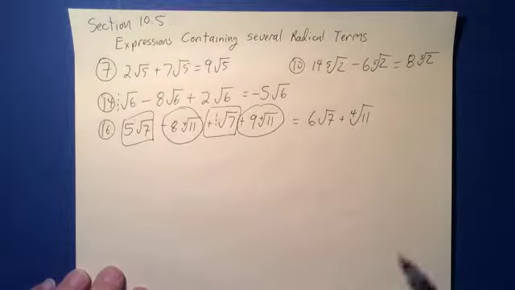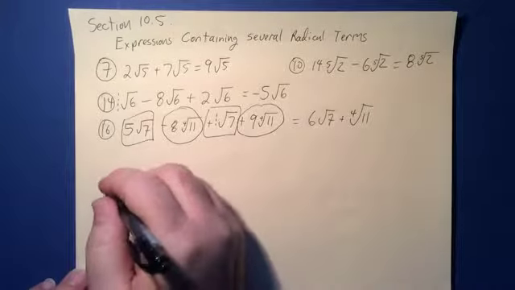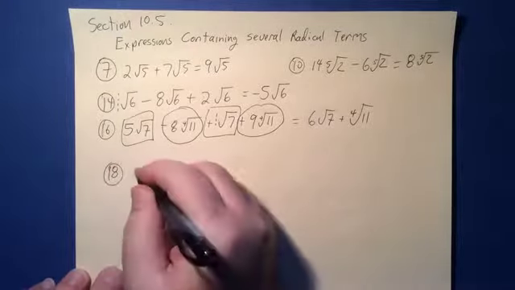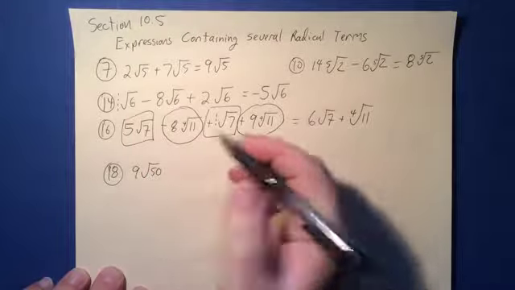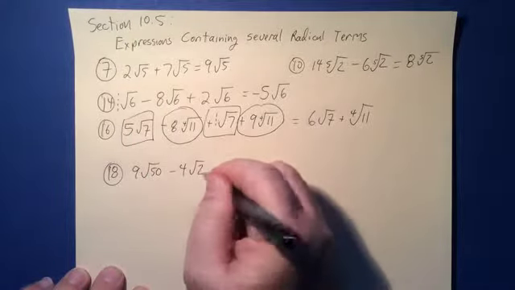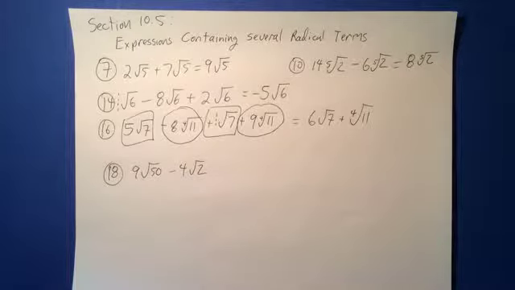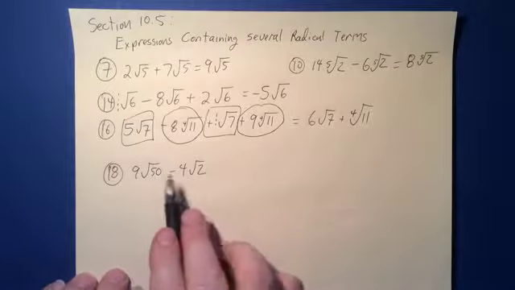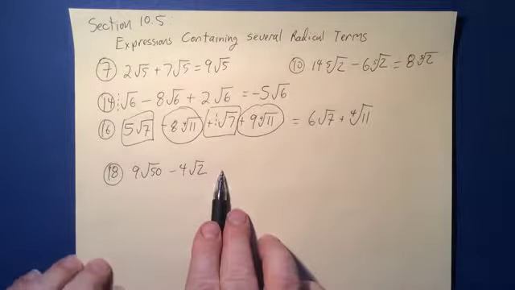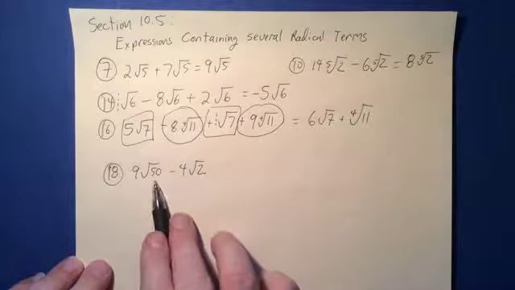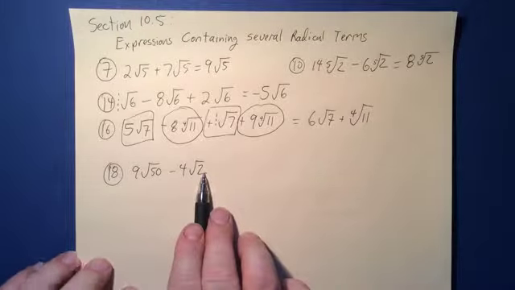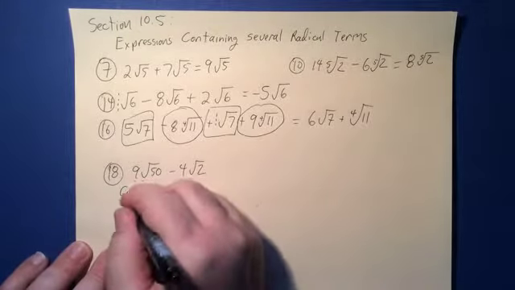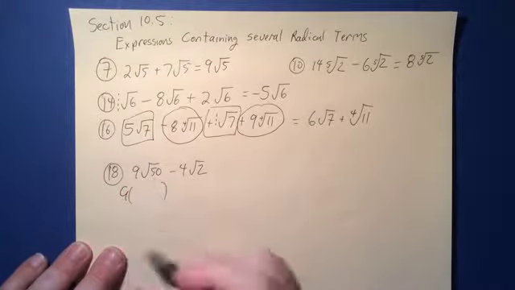Let's take a look at problems where we don't necessarily have like radicals, but we need to make it happen. Let's take a look at 18. In this problem, we have 9 times the square root of 50 minus 4 radical 2. If this is going to be combinable, we will need to get the numbers under the radicals to be the same. Radical 2 we're not going to be able to simplify, but radical 50 we should. Not only should we be able to simplify radical 50, but we should be able to get a radical 2 out of it.